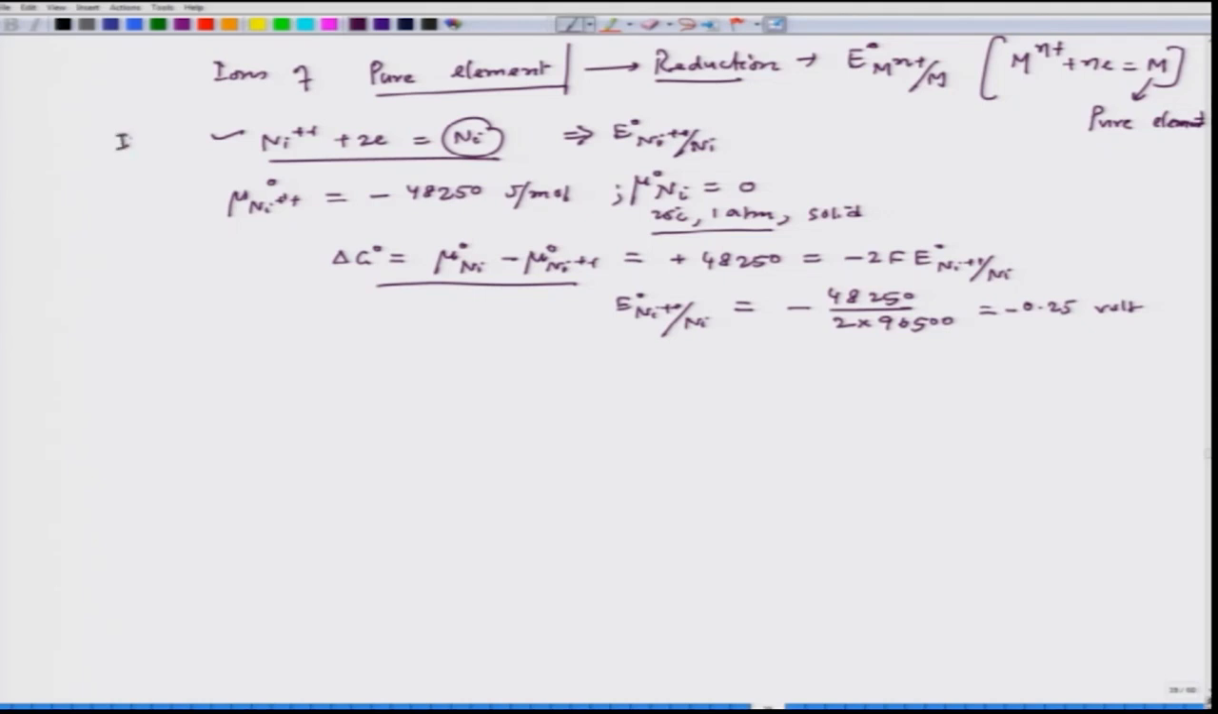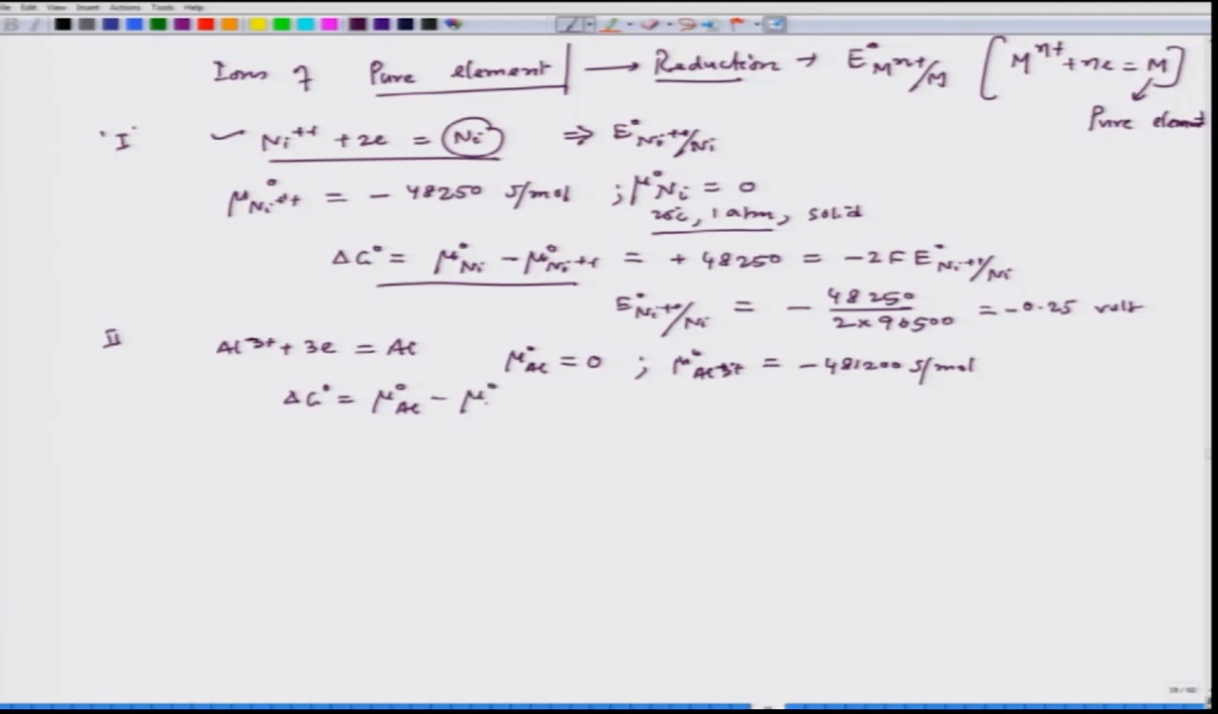Similarly, this is one example of a reaction. Let us say example 2: aluminium. Al3+ plus 3 electrons equals aluminium. Here also mu 0 of aluminium in standard state is considered as 0, and mu 0 of Al3+ is equal to minus 481200 joule per mole.